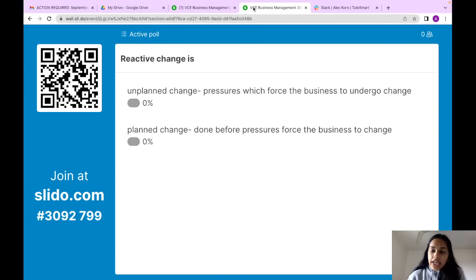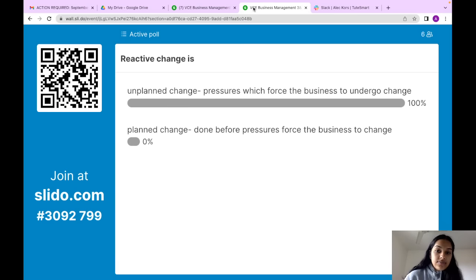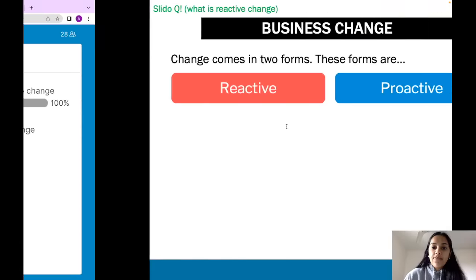Is reactive change unplanned change, which pressures the business, which forces the business to undergo change, or is it planned change? Give people maybe like 30 seconds to put in their answers. Okay, yes, it is unplanned change. Perfect. Good job, everyone, for getting 100% on that.